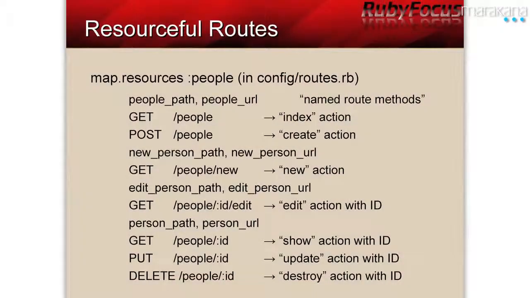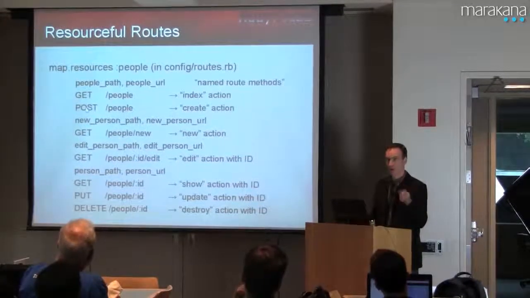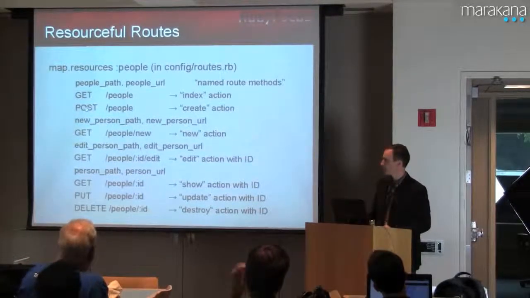I want to briefly break out into resourceful routes. Declare map.resource at the top there in Rails in the routes file. Then you get seven automatic URLs. You get the /people URL, which goes to the index action with the GET request. That same URL ends up going to the create action with the POST request. The verb toggles the different action here.